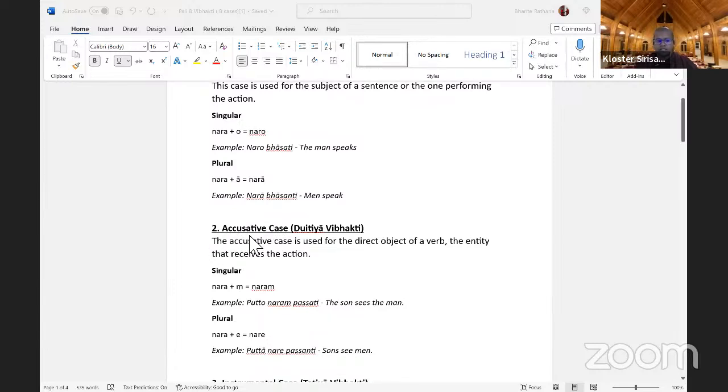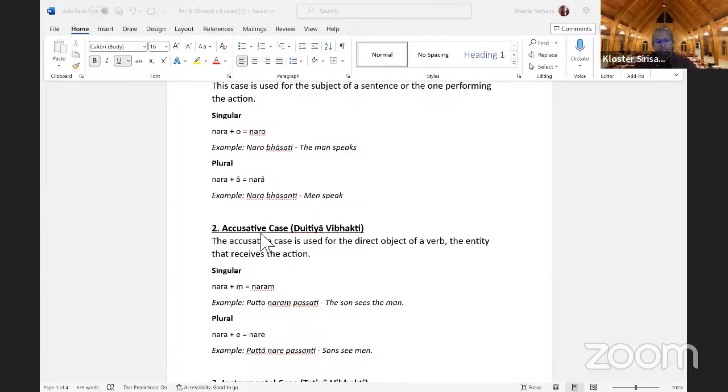The second one is the accusative case. The accusative case is called Dutiya Vibhakti in Pali. The accusative case is used for the direct object of a verb, the entity that received the action. Okay, is that clear? So all the time we use the accusative case, in Pali called Dutiya Vibhakti, for the object of a verb.